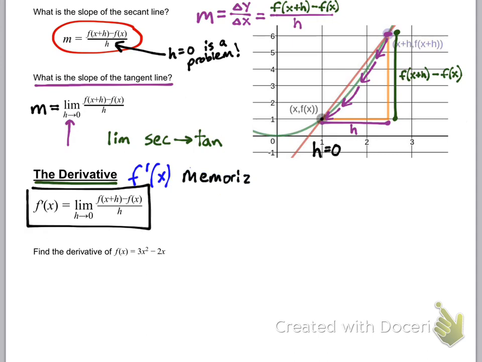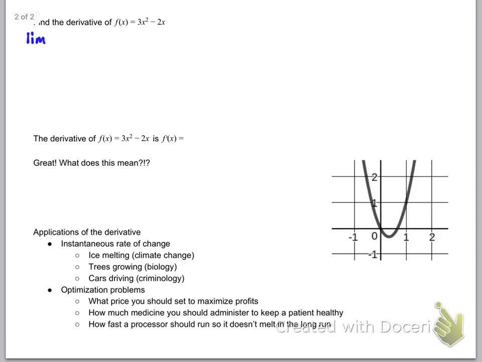And you should definitely memorize this formula. You're going to be using it a lot in the future if you continue with math, and it needs to be memorized in this class as well. So let's practice trying to use it once. Find the derivative of f of x equals 3x squared minus 2x.